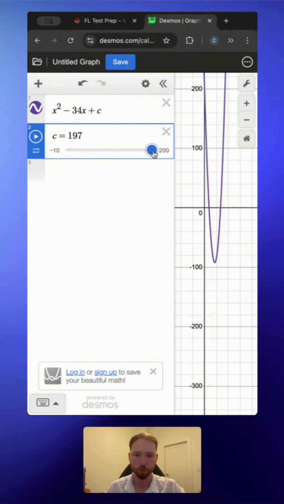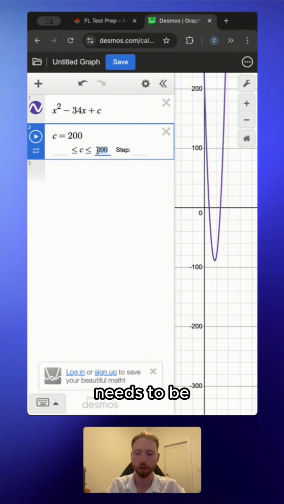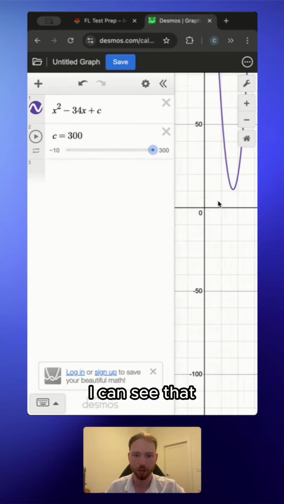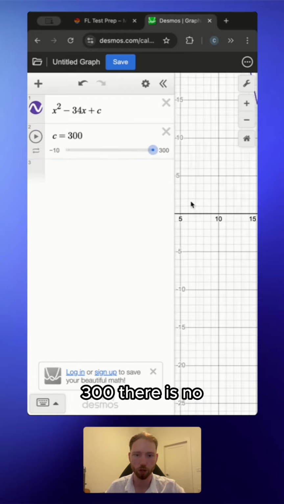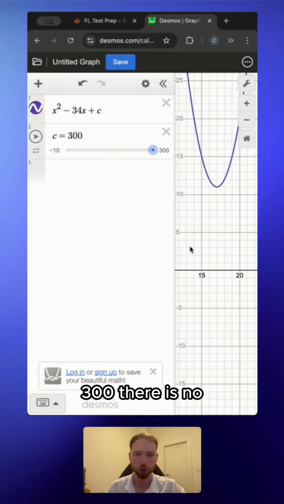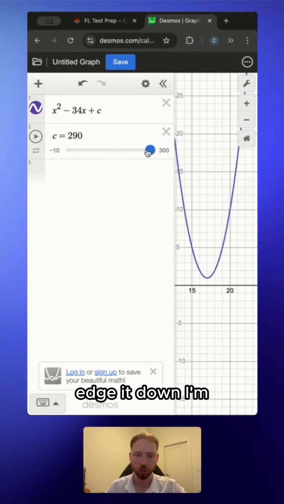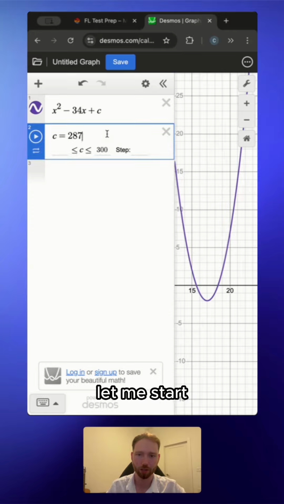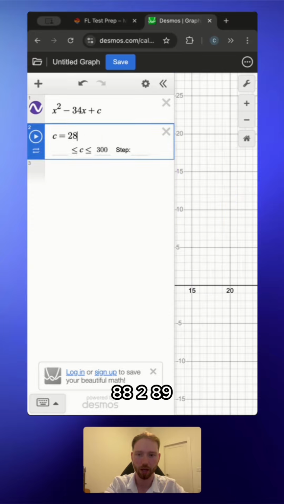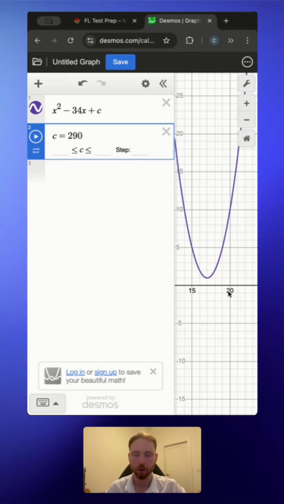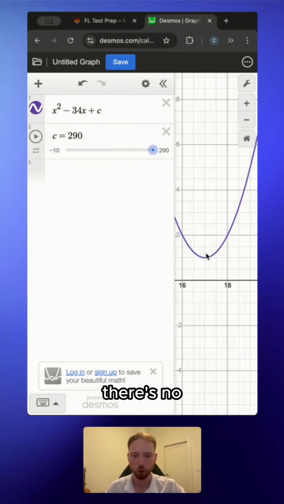Let's see. Nope. C needs to be bigger than 200. Let's put 300. We're going to make it bigger. All right, so I can see that around when C equals 300, there is no solution. So I know I'm going to etch it down. I'm getting close. This is when I start typing in numbers. 288, 289, 290. Oh, not 2890. 290. There we go. Now I can see that there's no solutions here.